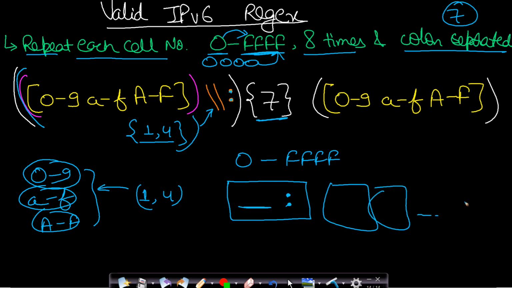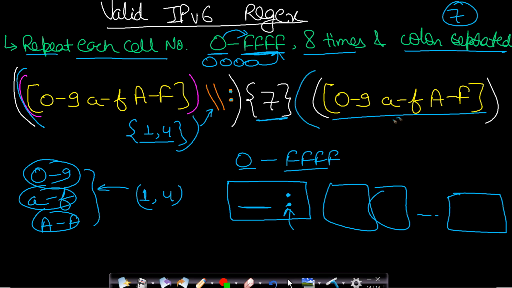And finally in the last cell, you do not want to include this colon. Therefore, you will have to generate a number in the range of 0 to all f's separately again. In this case as well, we will have another bracket and we will create a number in the range of 0 to all f's 1 to 4 times, because a number can be either 1 digit or 4 digits. I forgot to include this, so I included it now. So this is how you can form a valid IPv6 regular expression.